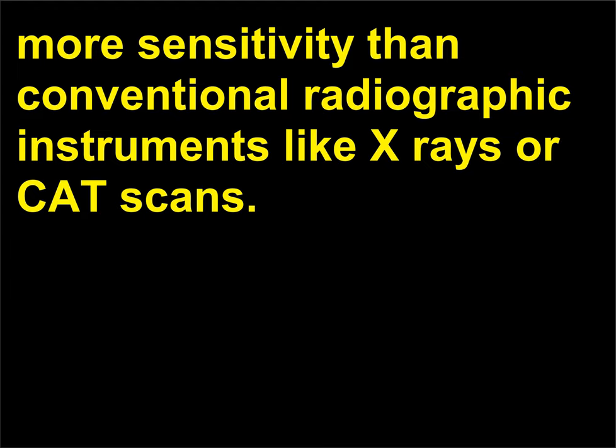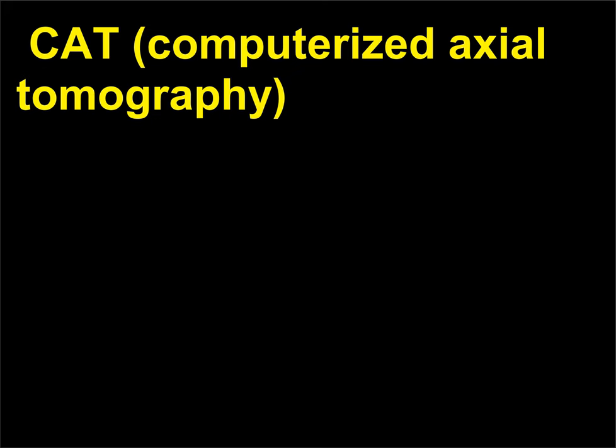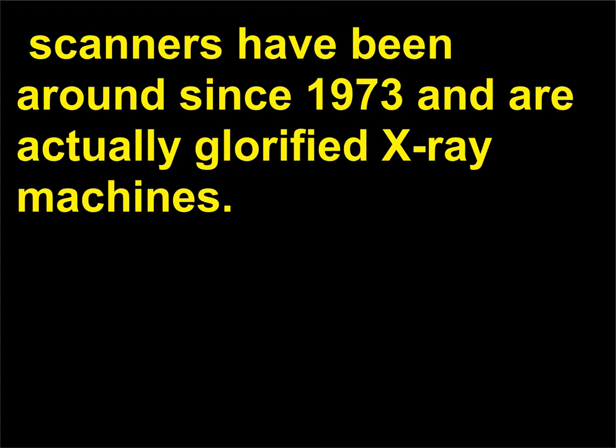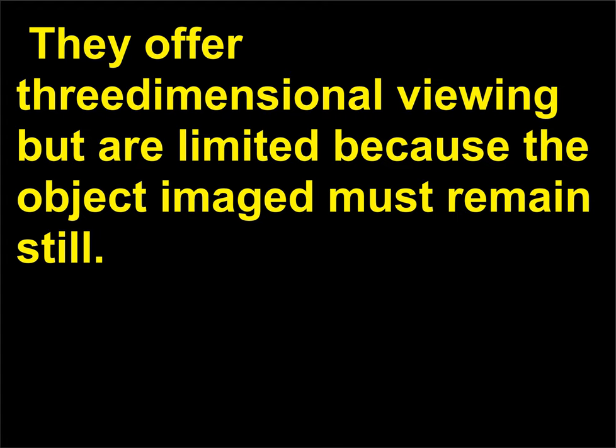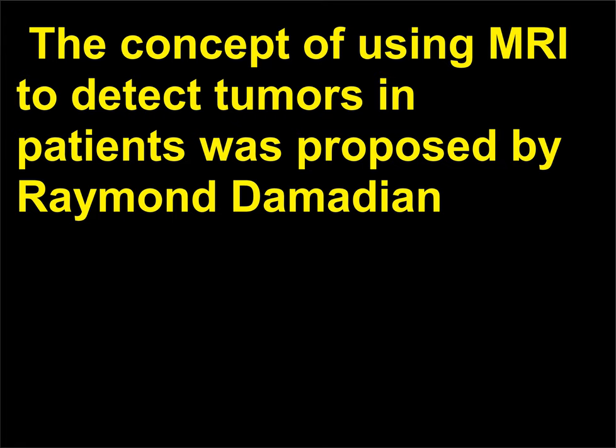CAT, computerized axial tomography, scanners have been around since 1973 and are actually glorified X-ray machines. They offer three-dimensional viewing but are limited because the object imaged must remain still. The concept of using MRI to detect tumors in patients was proposed by Raymond Domitian, 1936, in a 1972 patent application.